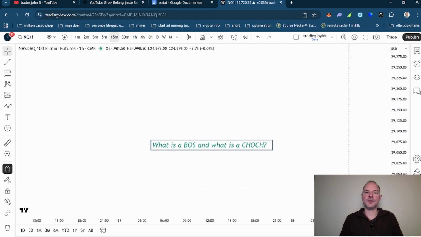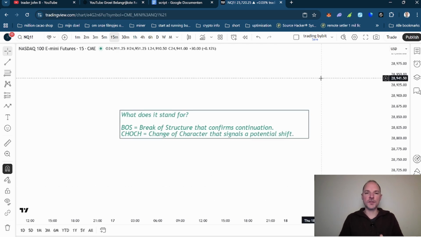You probably have seen it on the charts before. Let's explain exactly what it is so you get clarity about it. First of all, what does it stand for? A BOS stands for break of structure. That is a continuation placement. That means it's a confirmation that the market is headed in a certain direction.